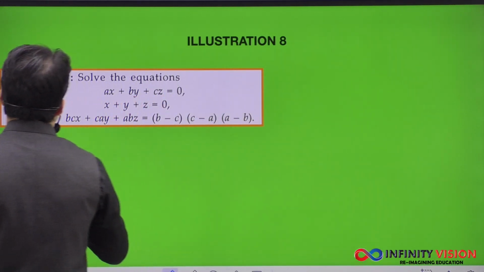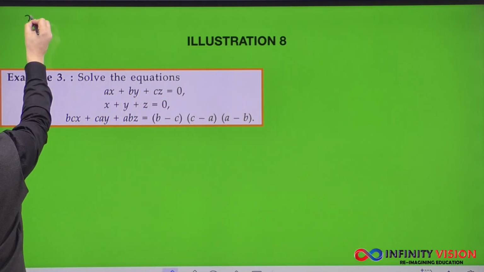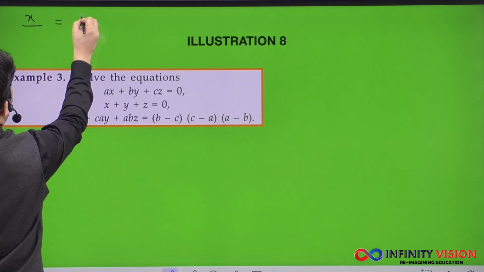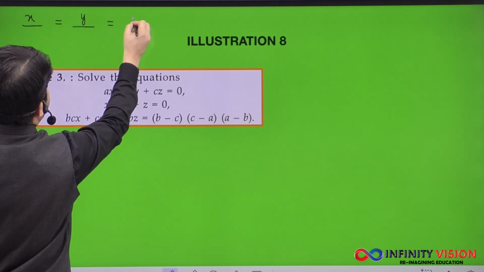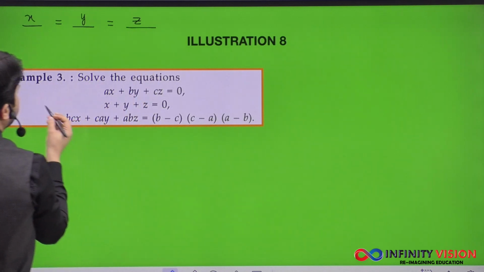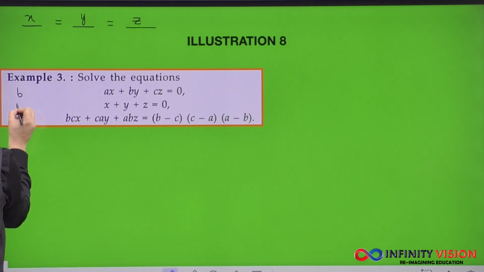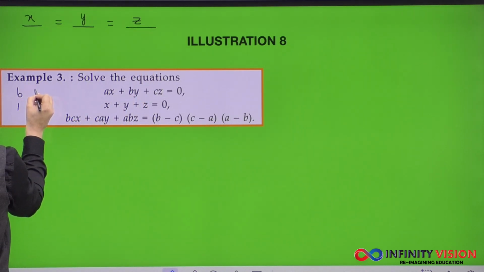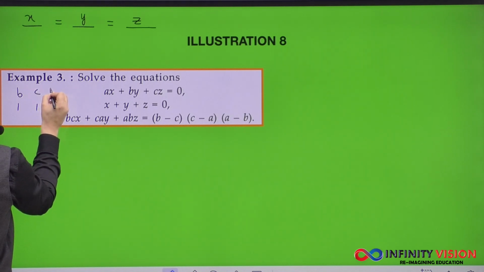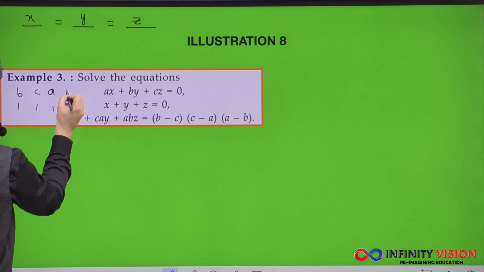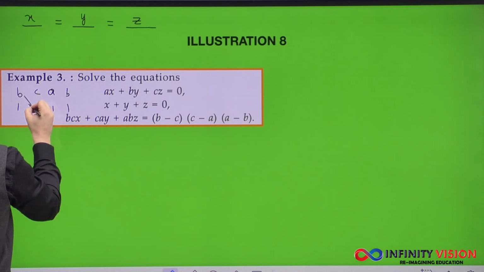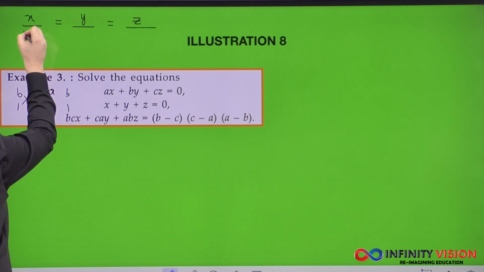So first thing I'm going to write as x upon, y upon and z upon. By the method of cross multiplication I'm going to write coefficient of y as b1, coefficient of z as c1, coefficient of x as a1 and then b1. So b minus c, so I'm going to write b minus c here.